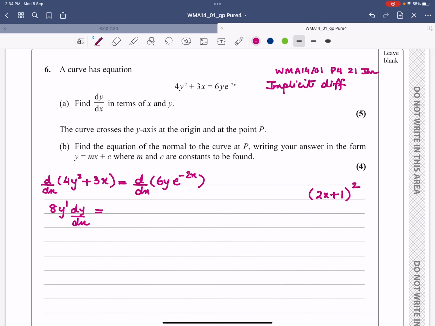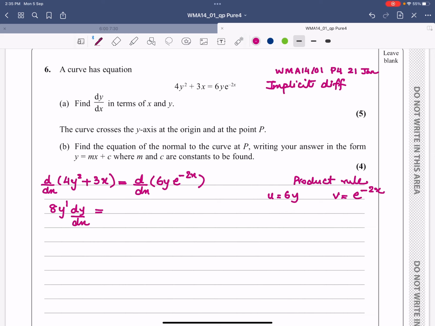Moving on to the right side, I have the product of two components here. One is 6y and one is e to the power of negative 2x. So in order to differentiate the right hand side, I need to use the product rule. I will work out here so that my working is neat and clean. u is equal to 6y and v is equal to e to the power of negative 2x.